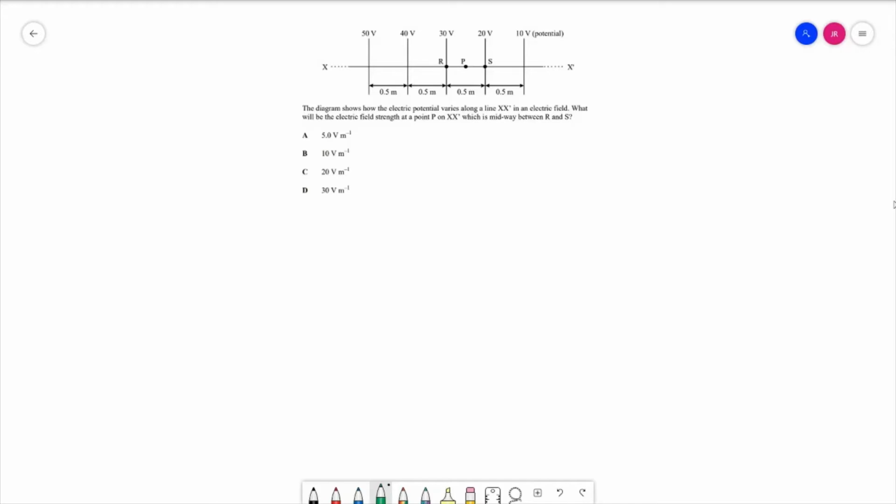Now, what we notice straight away is that all of these vertical lines are all equipotentials. At any point on those lines, we will have no change in potential whatsoever. So they are equipotentials. We also notice that they are all equally spaced apart. The distance between the 50 volt line and the 40 volt line is half a metre, as is the distance between the 20 volt line and the 10 volt line. What we can see straight away then is that we have a uniform electric field.